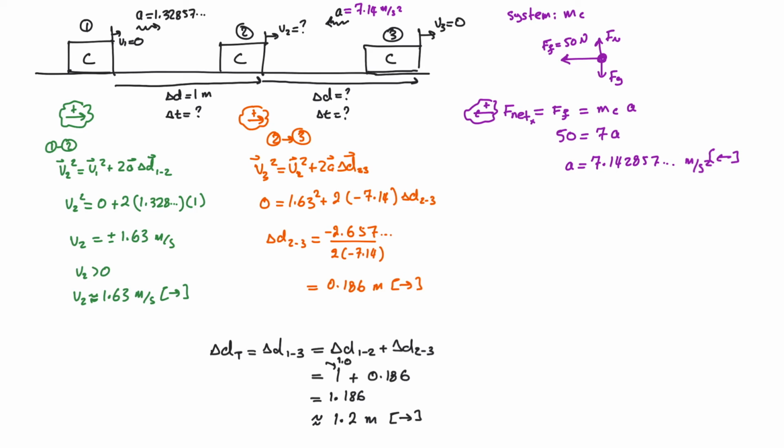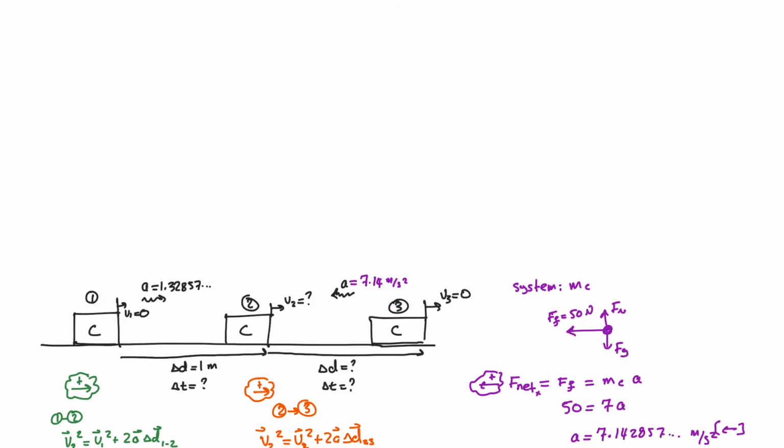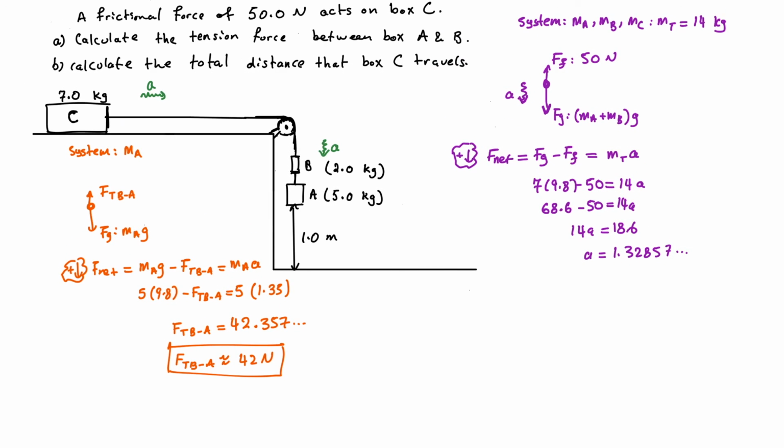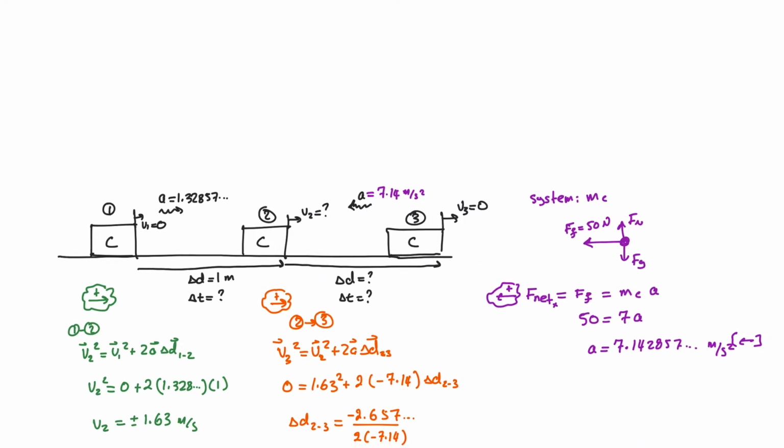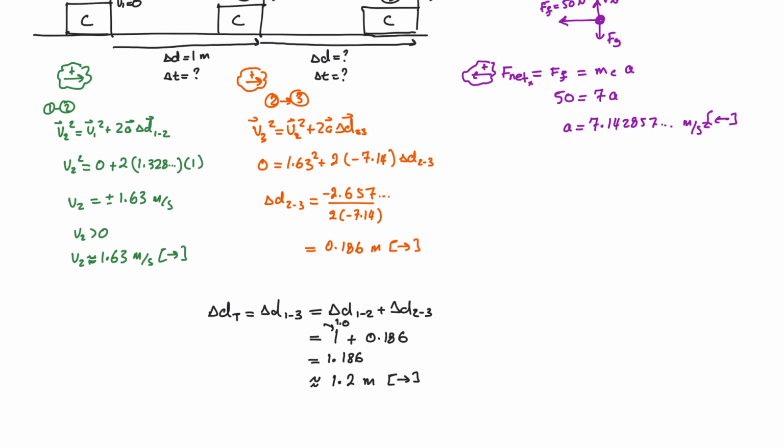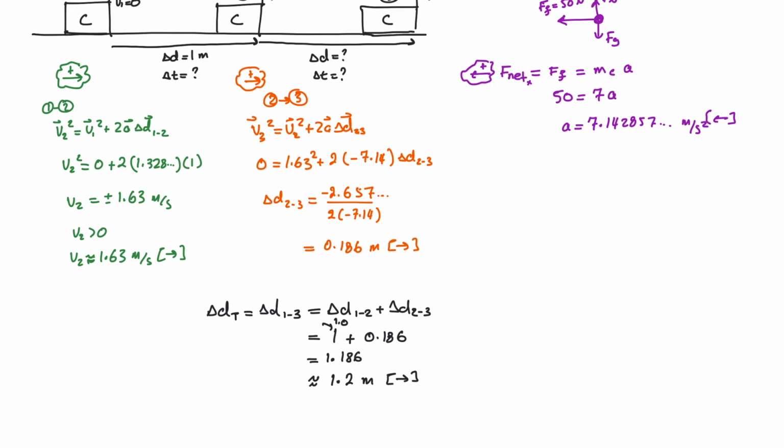Let's just go back to the question to check. The question is asking for the total distance and not the total displacement. So for the total distance, we don't even need a direction. Here I was actually calculating the displacement, but it doesn't really matter, displacement or distance. My total distance is equal to 1.2 meters, and this is an approximation, so I'll put an approximation sign and I will box my answer.